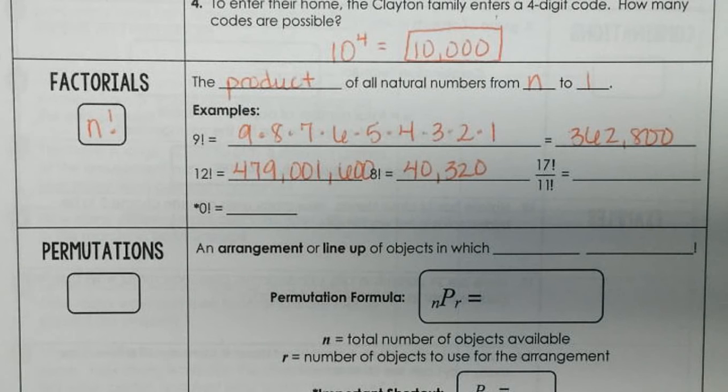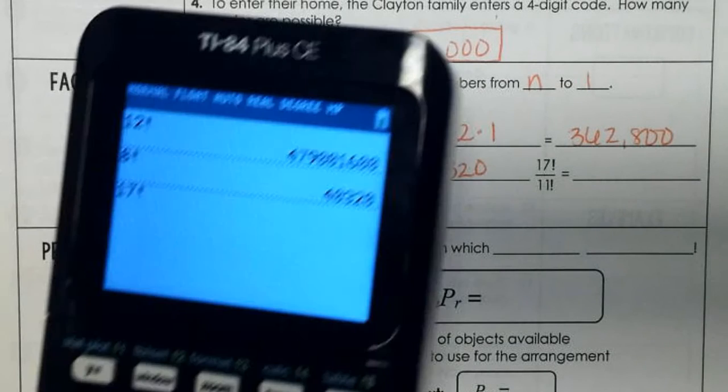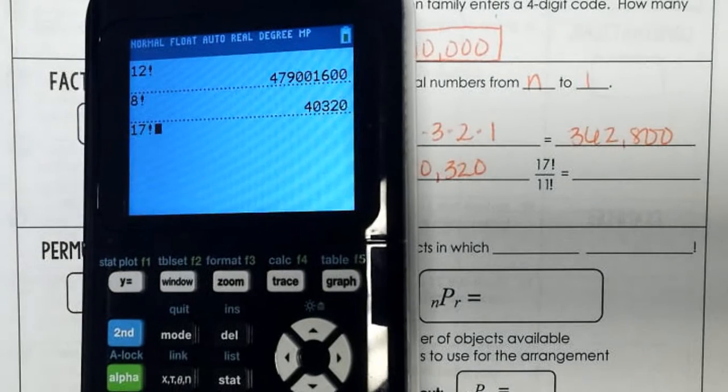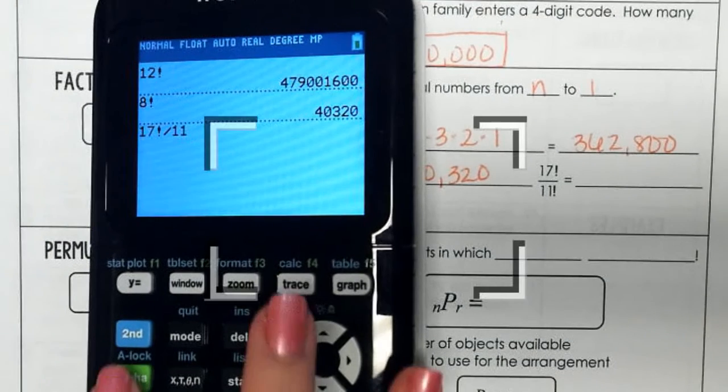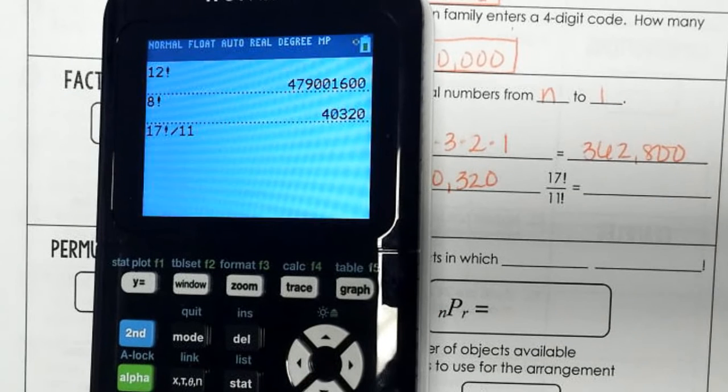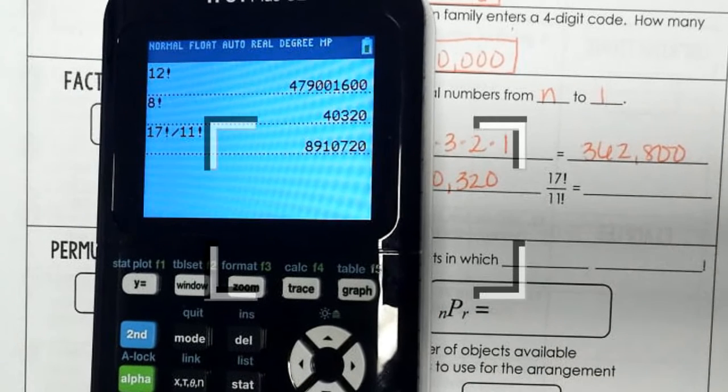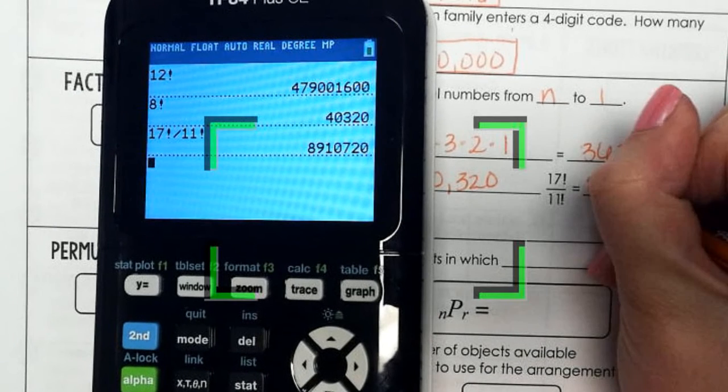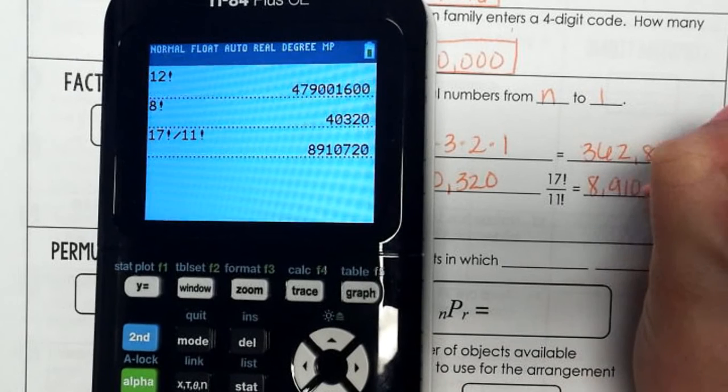Okay, the next one, you're going to take 17, go over to math, go over to the probability, the PROB, hit enter on number 4, and then you're just going to take that and divide it by 11 factorial. 11, math, go over, go down to number 4, and hit enter. That's going to be 8,910,720.